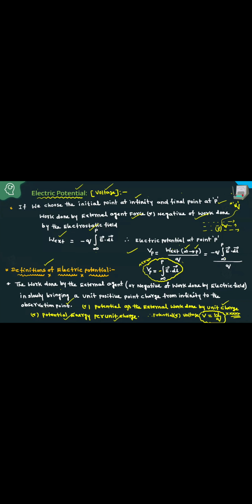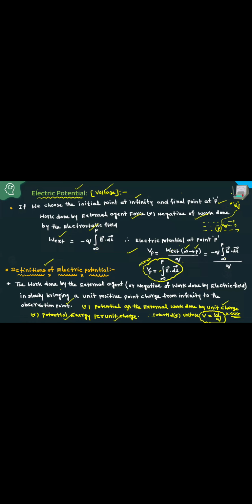Students, the concept is very simple. If you have to move a charge in an electric field, we have to apply an external force in such a way that we overcome the force due to the electric field. Then we can move the charge from one point to another point. For this movement, there is some work done. That work done per unit charge for the movement of a unit charge is nothing but the potential or voltage.